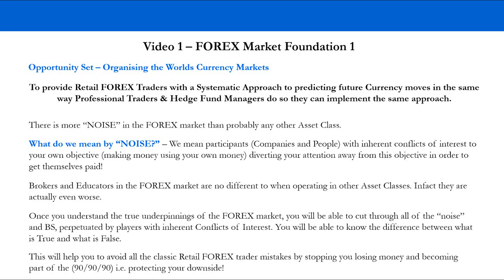So becoming part of what we call the 90-90-90 in the Forex markets, which is 90% of retail Forex traders lose 90% of their money within 90 days. And it's going to protect your downside. And the 90-90-90 phenomenon is something that we talk about a lot in the Institute. The vast majority of retail Forex traders actually lose most or all of their money in a very short space of time. And it's absolutely 100% true.